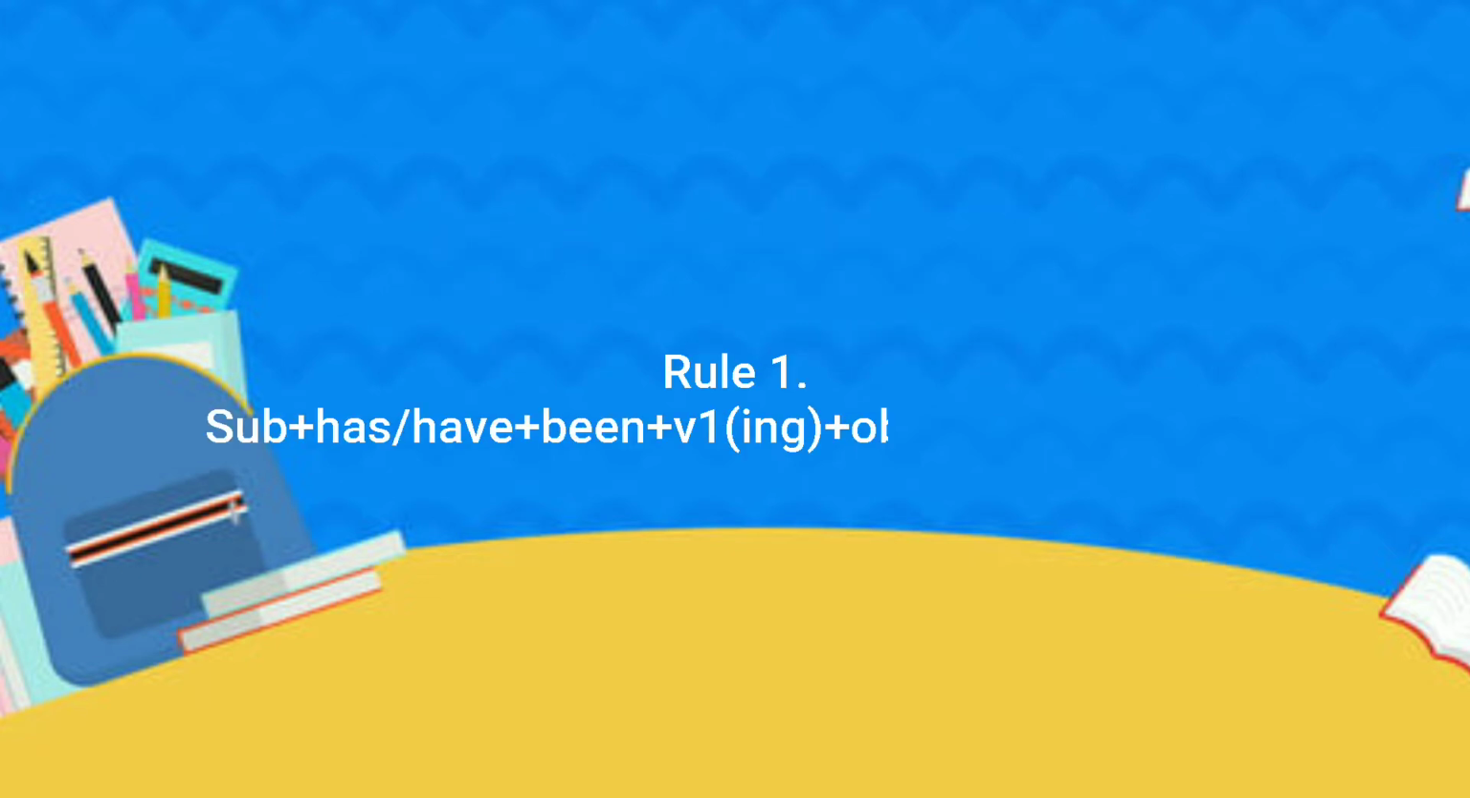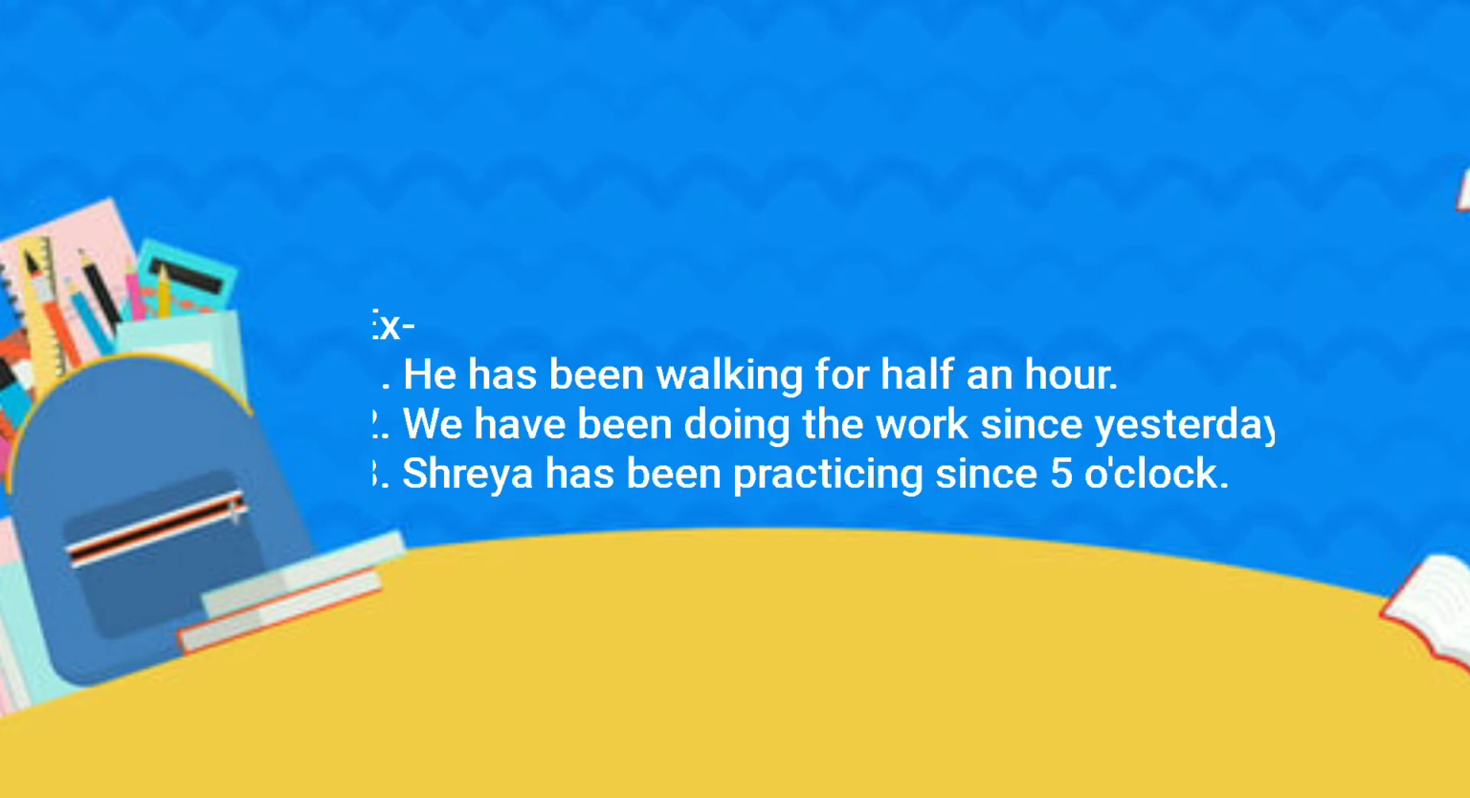Now, rule number 1 says subject plus has or have plus been plus verb's first form along with ing plus object plus since or for plus time. Let's see some examples following rule number 1.